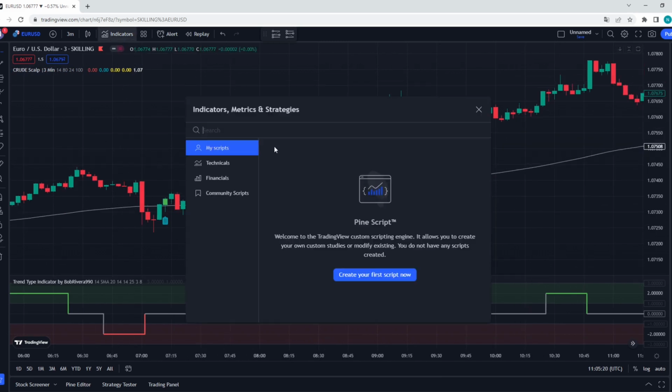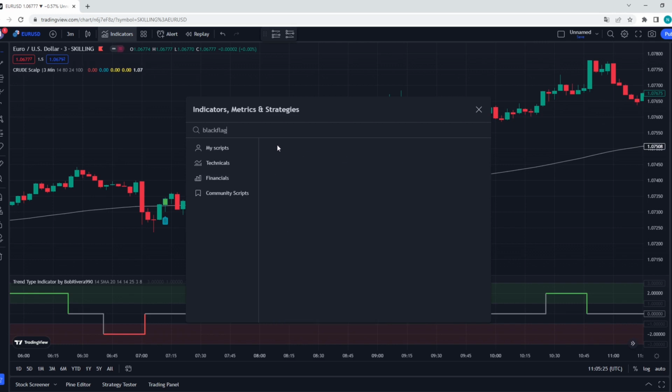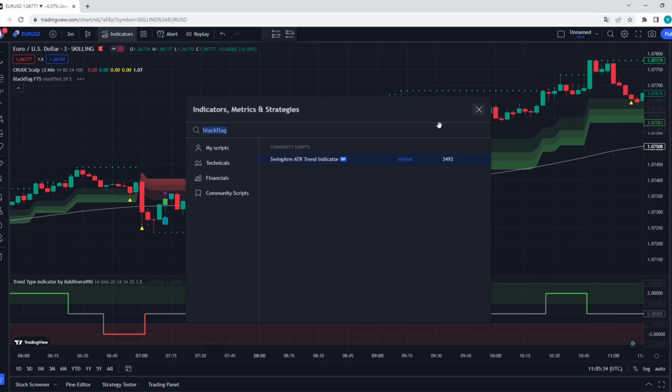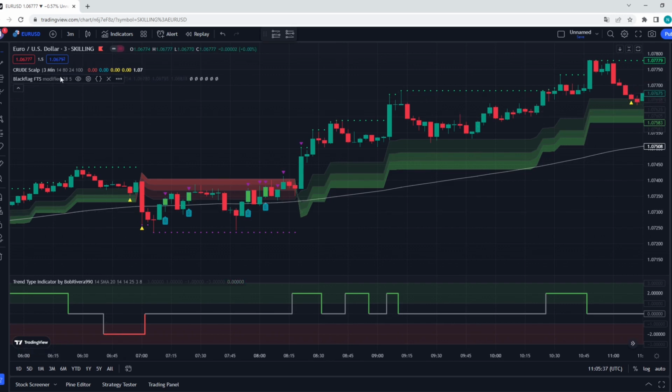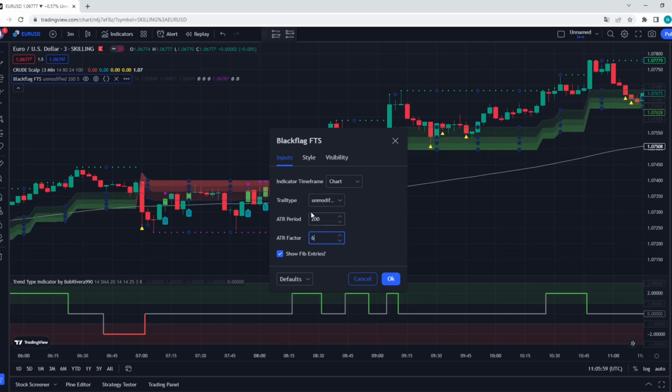Let's load in our third indicator to complete our setup. The last indicator we need is, when we type in black flag, then it will appear, the swing arm ATR trend indicator by VSNFND. So we load that one in, and also we are going to do some changes over here as the chart looks now pretty messy, but let's clean it up. In the input section, we want to change the trail type to unmodified, the ATR period to 200, and the ATR factor we want to change to 6.